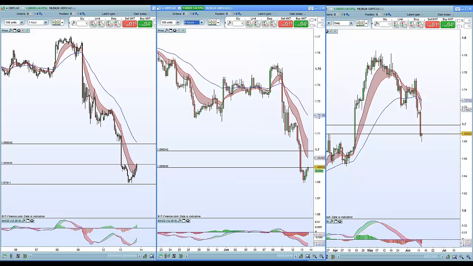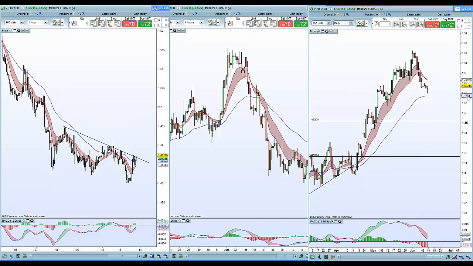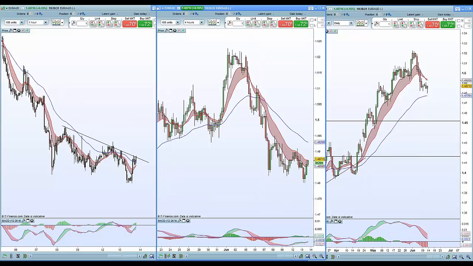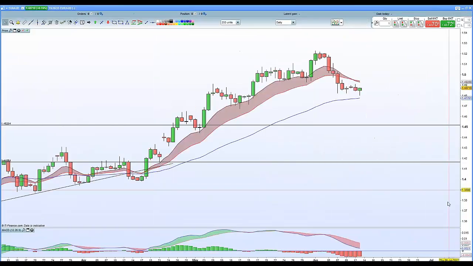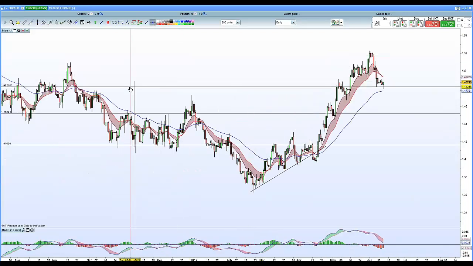Miss Kwan, Euro Aussie, sure. Let's have a look at Euro Aussie then. Okay, now Euro Aussie, let's start with the daily chart. Zoom out a bit.